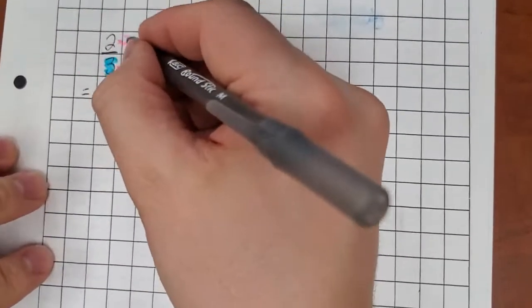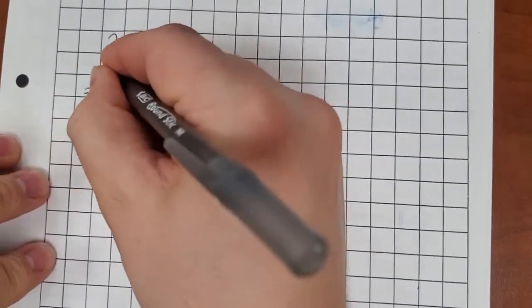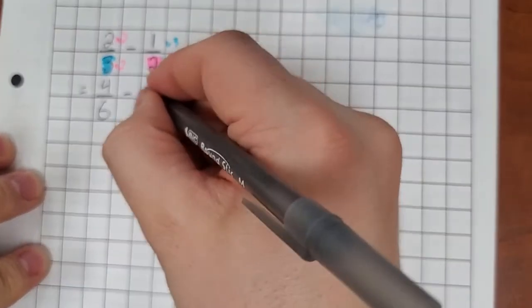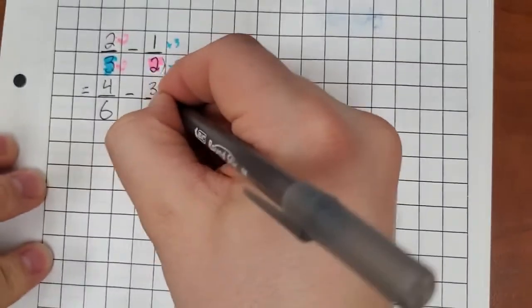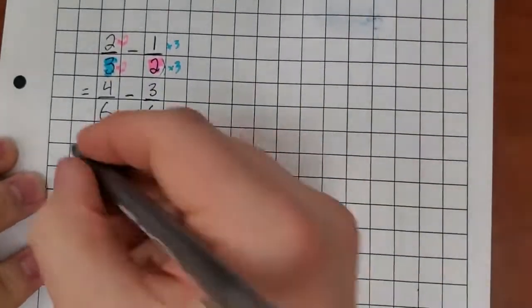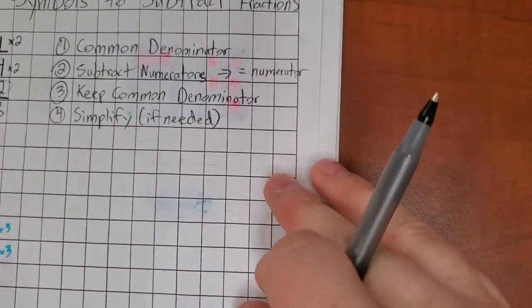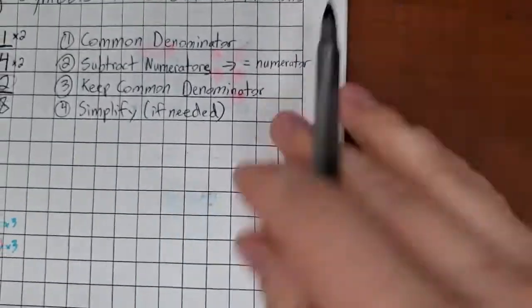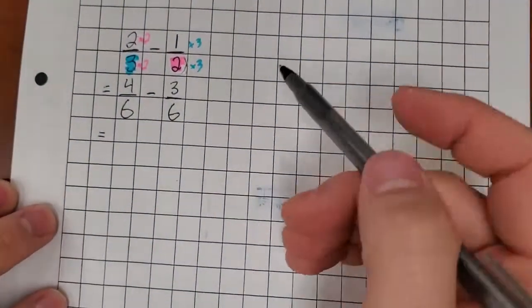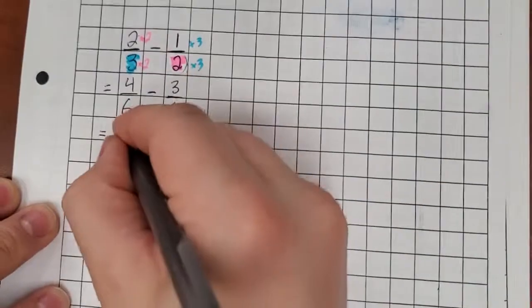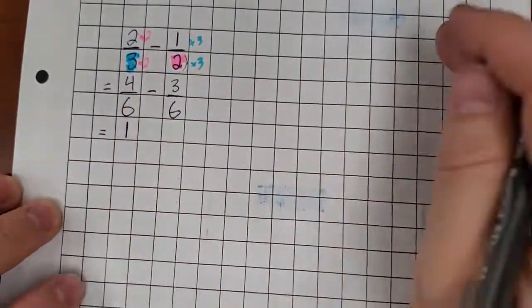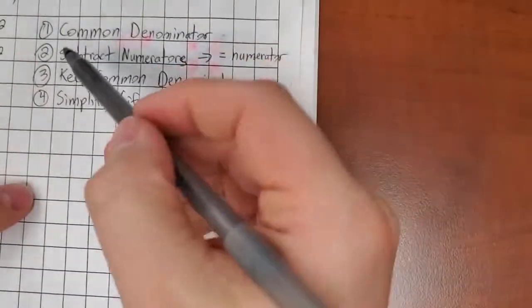So taking that, 2 times 2 is 4. 3 times 2 is 6. 1 times 3 is 3, and 2 times 3 is 6. Okay, now our second step, if we remember, now that we have a common denominator of 6, we're going to use this second step, which is subtract numerators. 4 subtract 3 is 1. There we go.